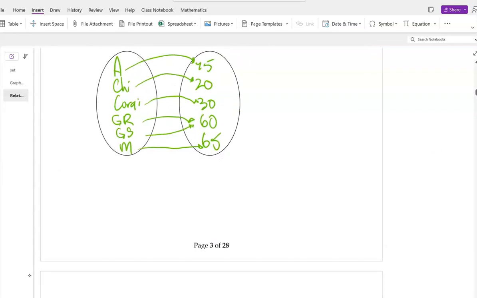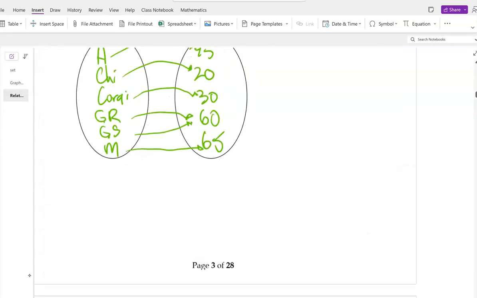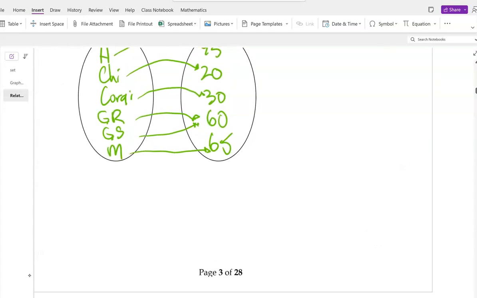Now that's the end of this lesson. If you can do the exercise in your workbook, I believe it is exercise 25. All right, go to it.